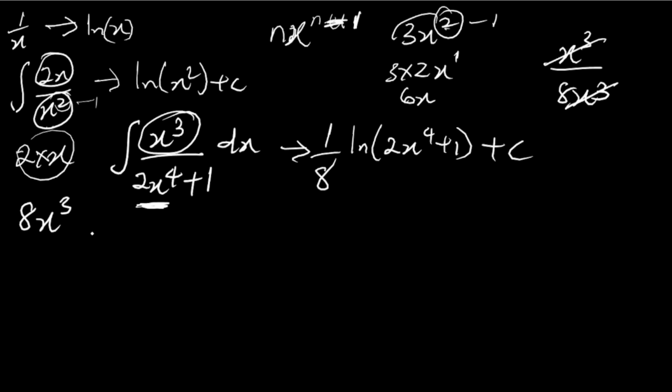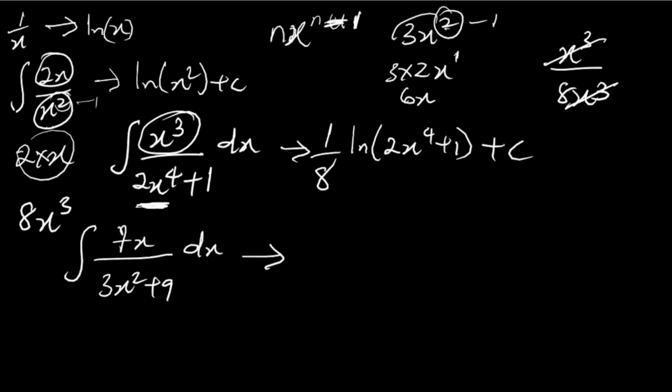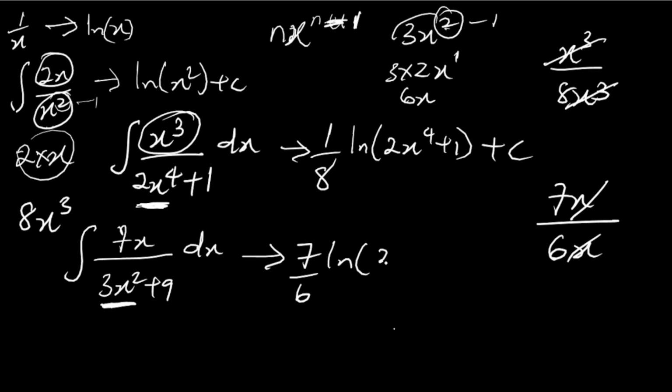Okay, to make you understand more, let's say we have the integral of 7x divided by 3x squared plus 9 dx. Looking at this, differentiating what you have there, what do you have? 3x squared. We have 7x at the top. Differentiating 3x squared will give you 6x. The x cancels x. What are we left with? 7 over 6 ln of that thing you just differentiated, plus c. Do you understand? I hope you understand that.